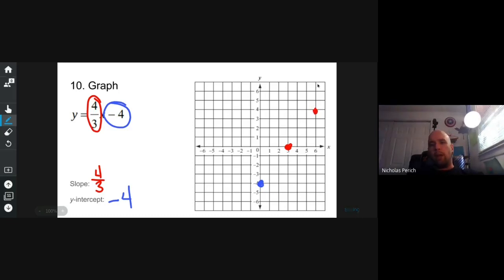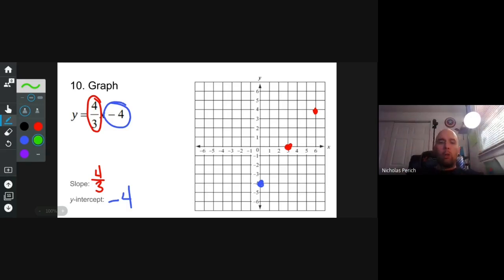Up 1, 2, 3. I ran out of room. Go back to your blue dot. Remember, up 4, right 3 is the same as down 4, left 3. So down 1, 2, 3, I ran out of room. So I have 3 dots, and that's all I need. I actually only need 2, but I'm making 3, and I'm going to use the best of my 3.